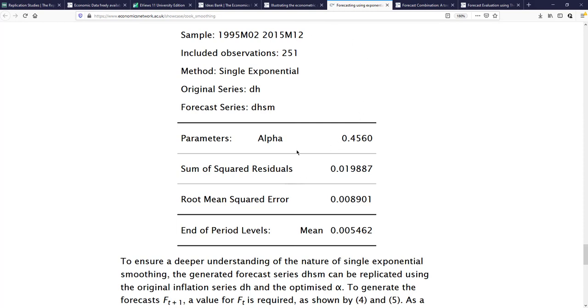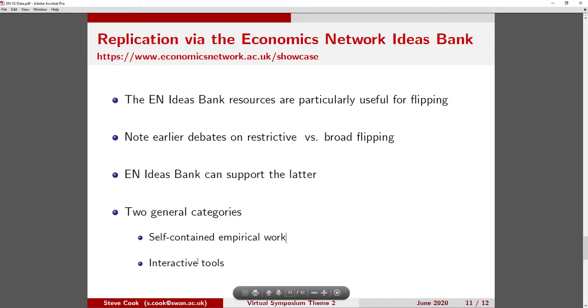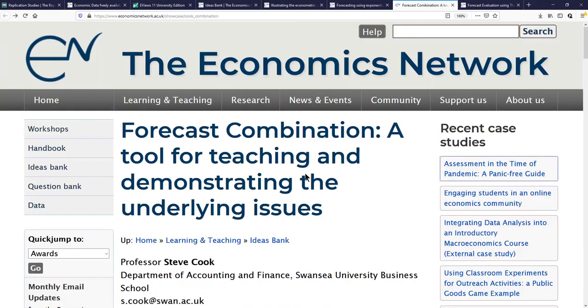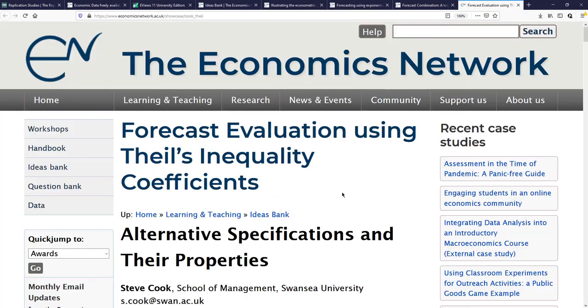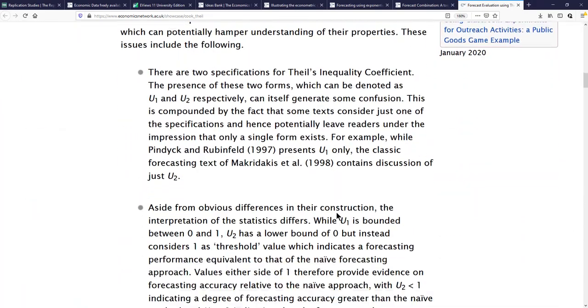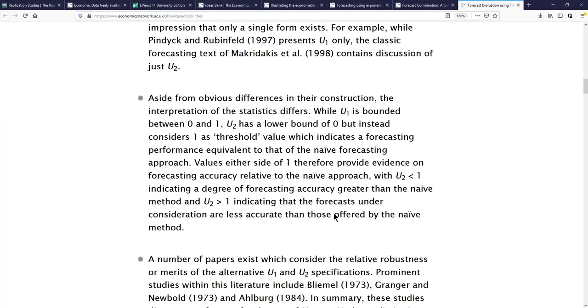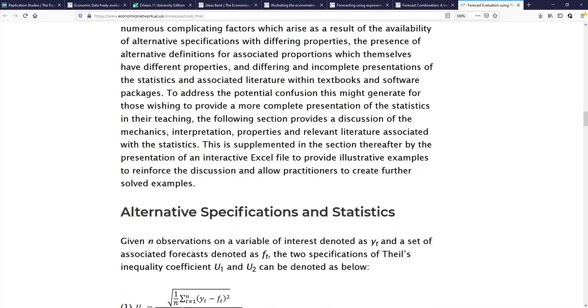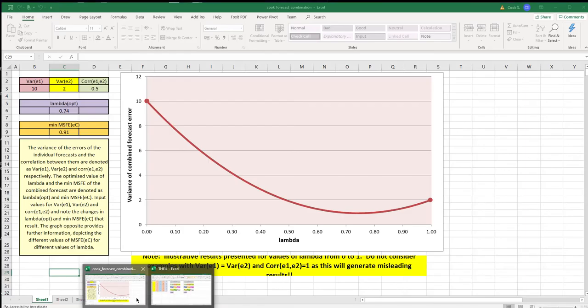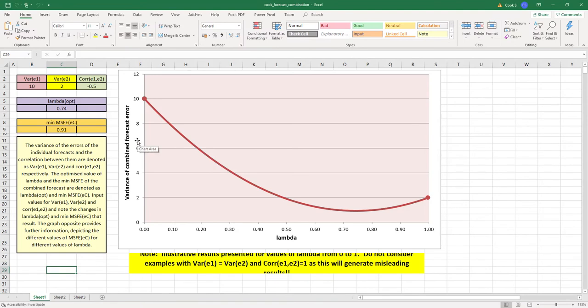But the other sorts of resource that I'm interested in and make use of are these more interactive tools. And there's a couple of examples here on the website. There's one on forecast combination, and there's one on forecast evaluation. And in both cases, these case studies on the Ideas Bank provide material that explains the particular topic that's being examined, provide some quantitative output that can be considered, but in both cases also provide these interactive worksheets.